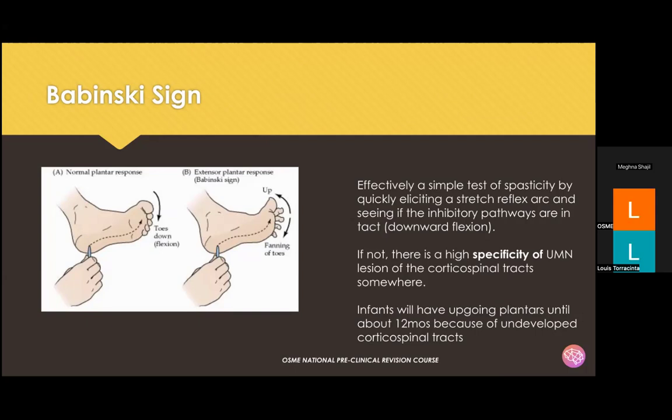That's very specific for an upper motor neuron lesion because, as I talked about, they've lost those inhibitory pathways that are going to get that flexion. And instead they get this characteristic extension of the toes.